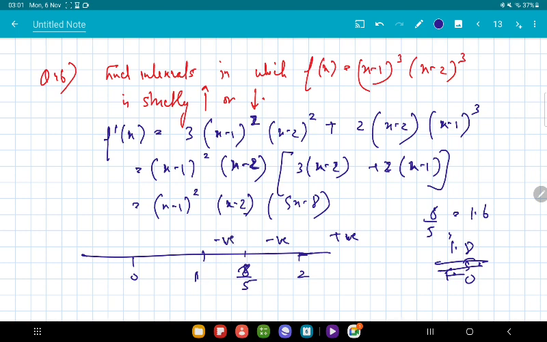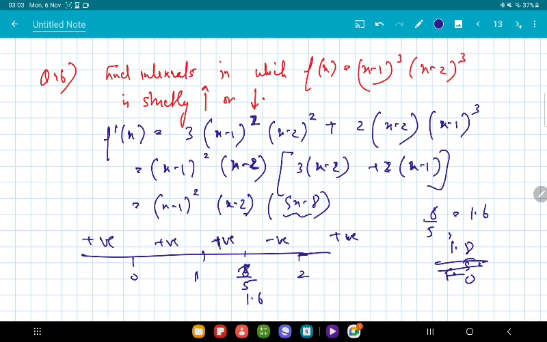This you have to keep in mind. You can put any number from 1 to 1.6, you will get a negative region, and from 0 to 1 you can put 0.5. Putting 0.5, this is positive, this will be negative, and here if you put any number for 5x minus 8, this will also be negative, so negative negative will become positive.